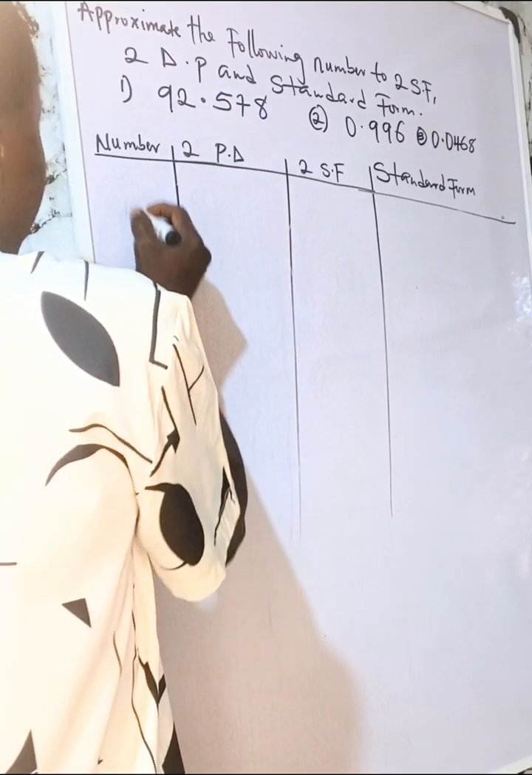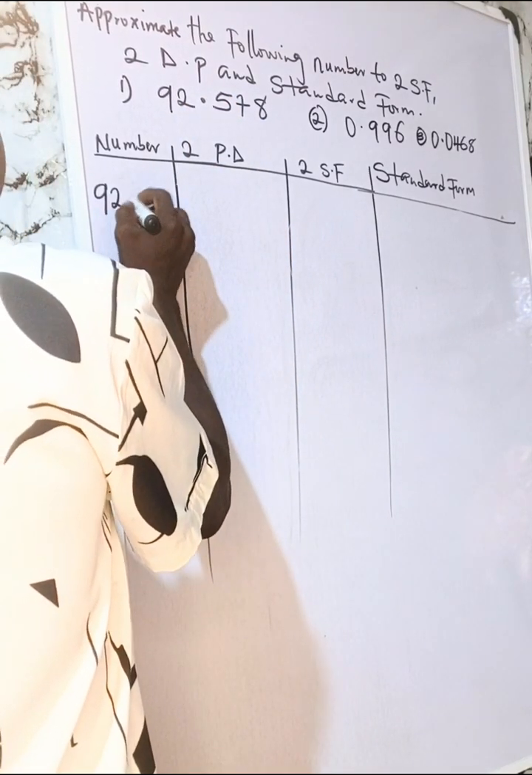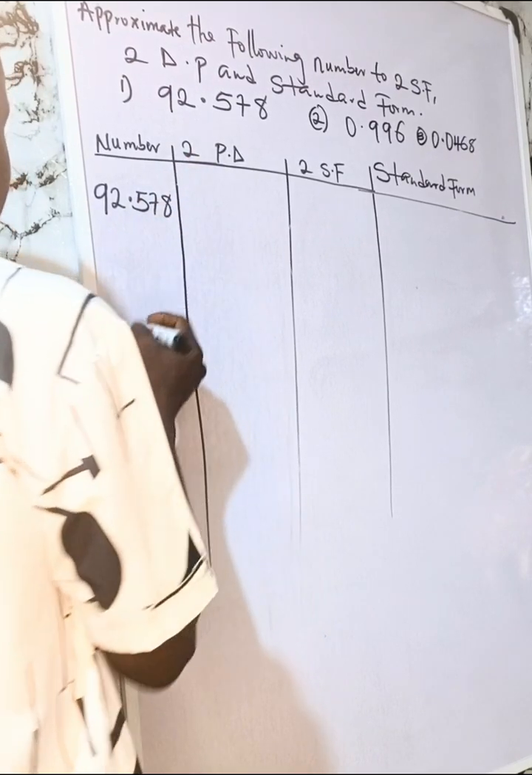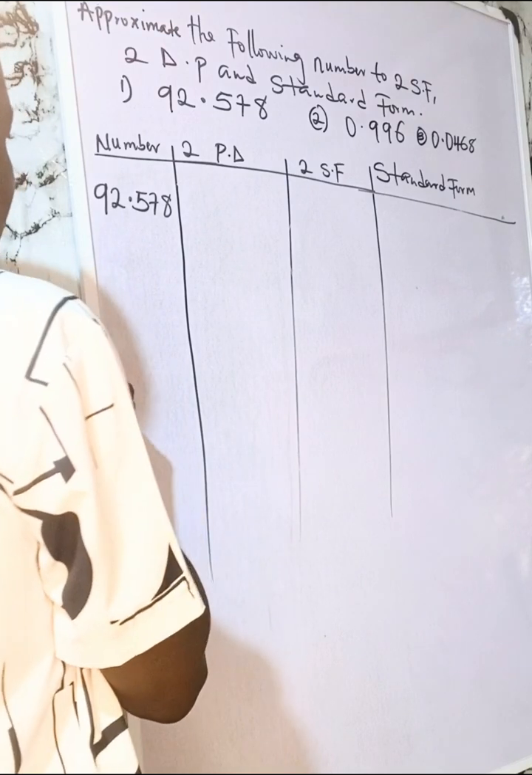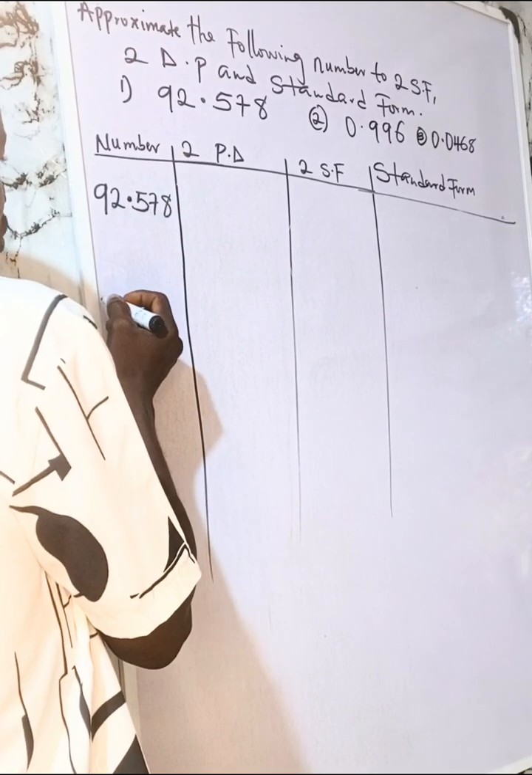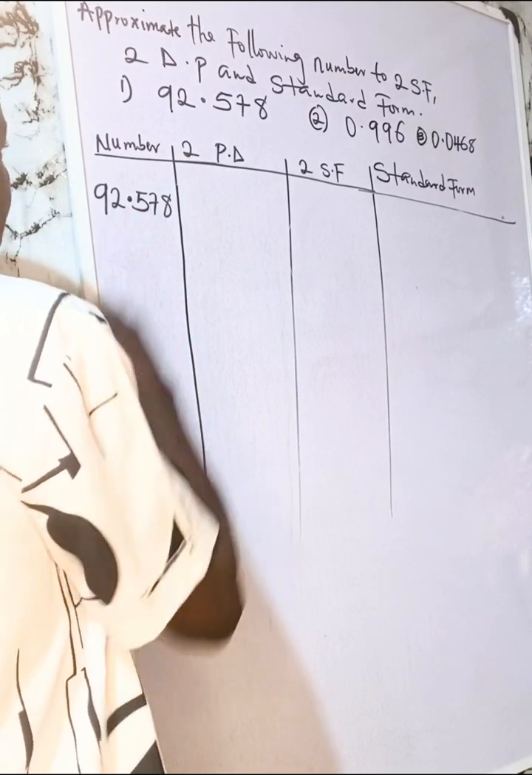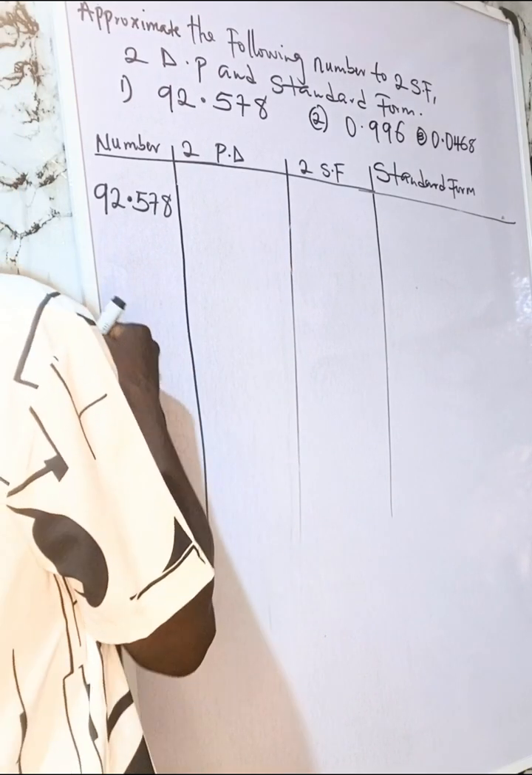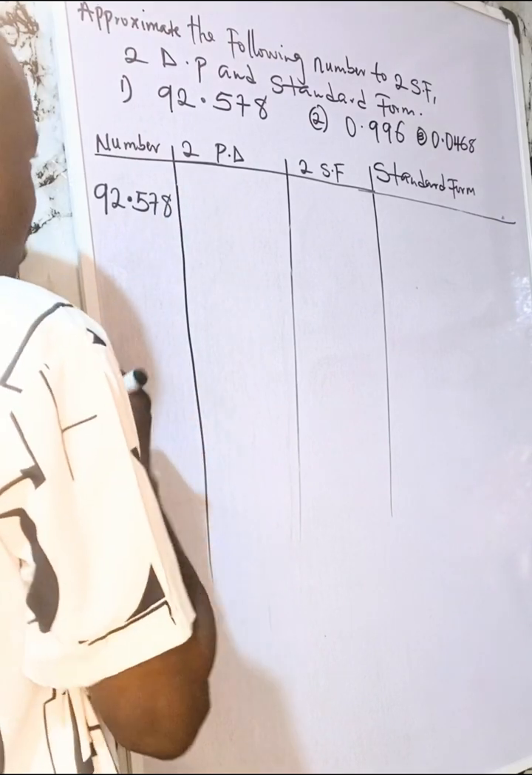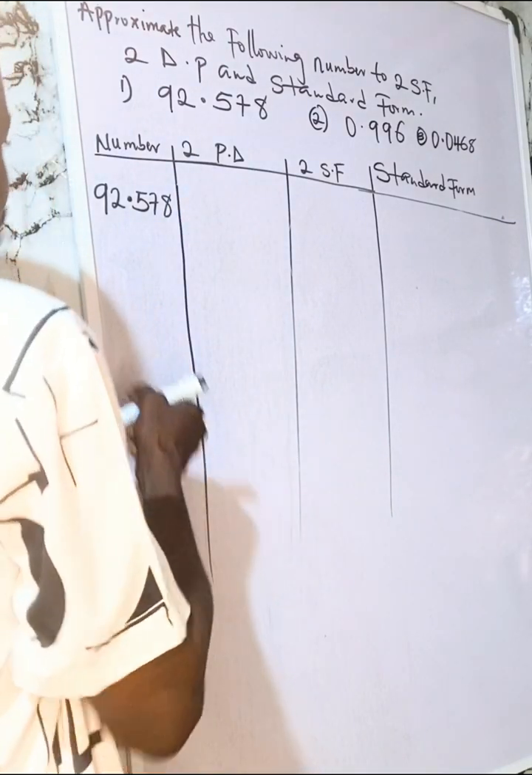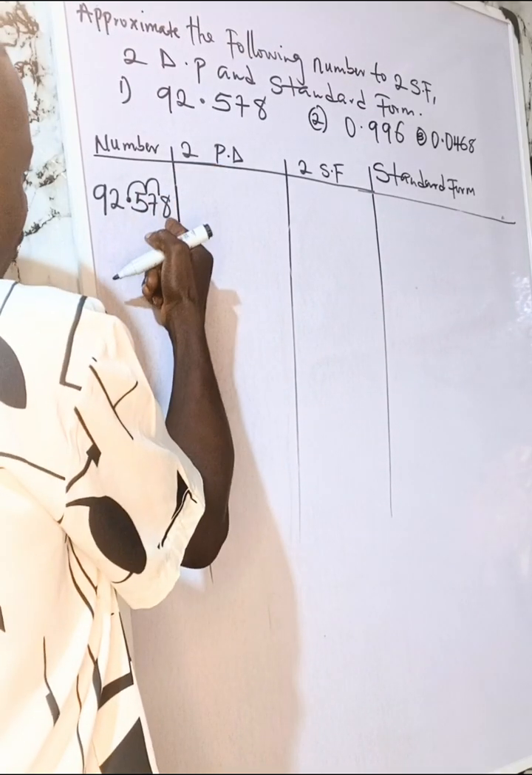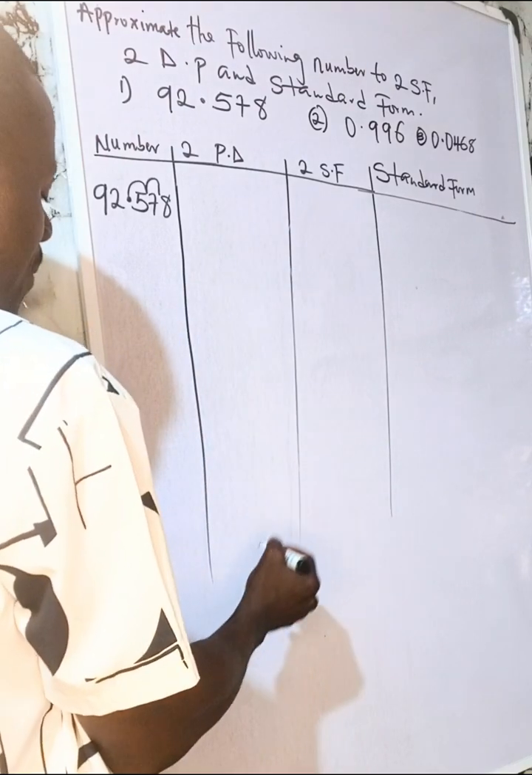Let's start with the first number. We have 92.578. If you observe well, you notice that the point is placed in front of 2, and for us to answer it in 2DP as we have written here, we are going to move our decimal point 2 places to the right because the question says 2DP. So I need to move 2 places. This is 1 and this is 2. In front of where I stopped counting, I will check where the number belongs.